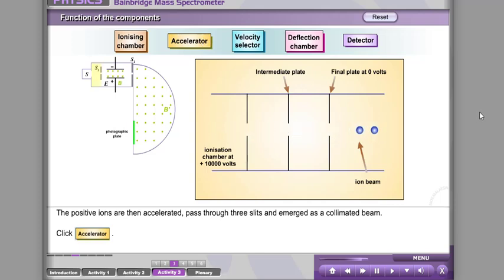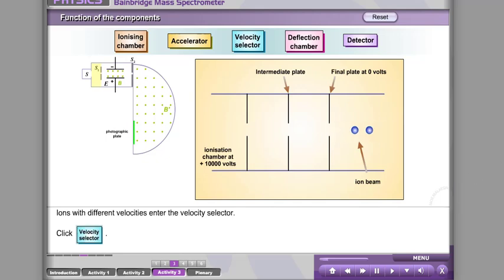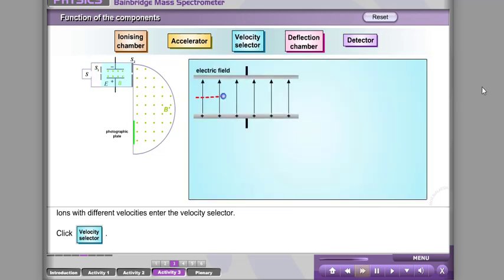Click the accelerator button. Ions with different velocities enter the velocity selector. Click the velocity selector button.